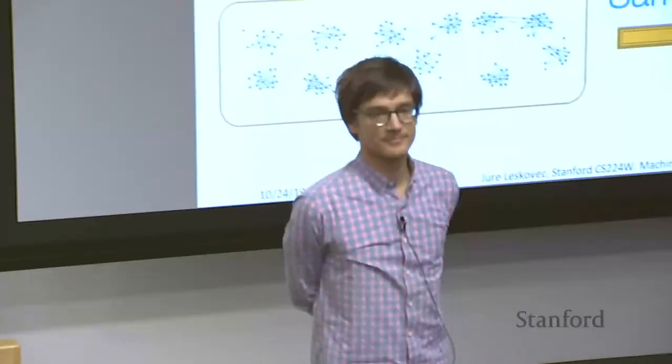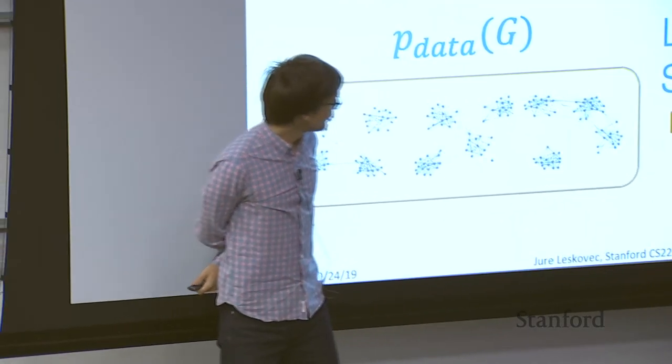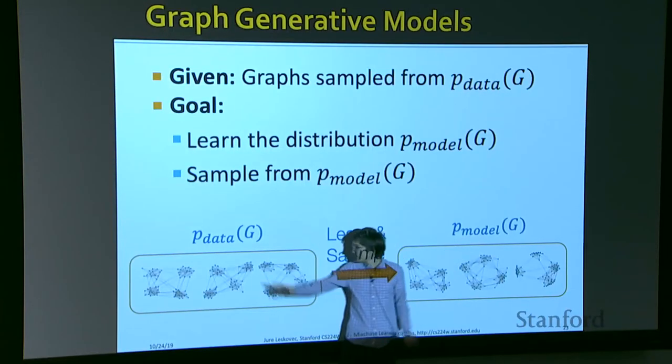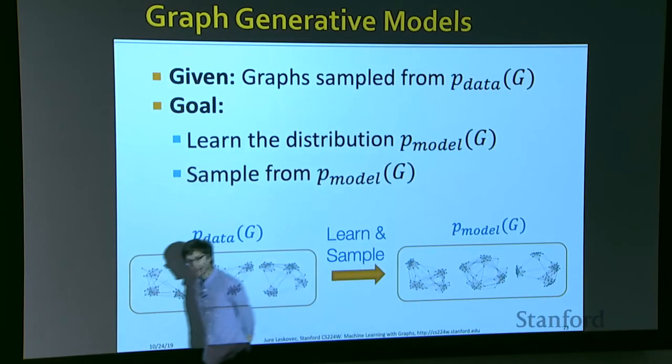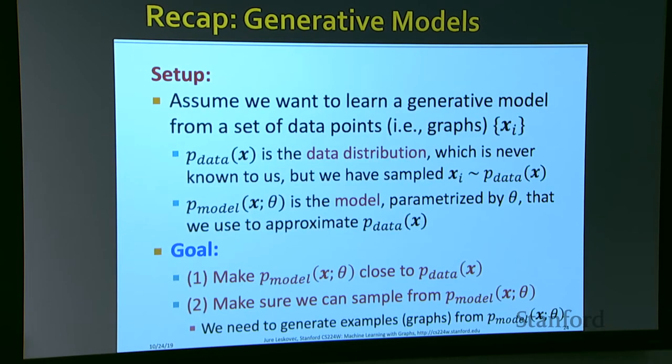Is the goal to make P model as close to P data as possible, or are you trying to make some variant of it? Good question. So the question is, is the goal of this P model to be close to P data? Exactly. That will be exactly the goal, and we'll talk about it. All right? Good. So here is the setup.